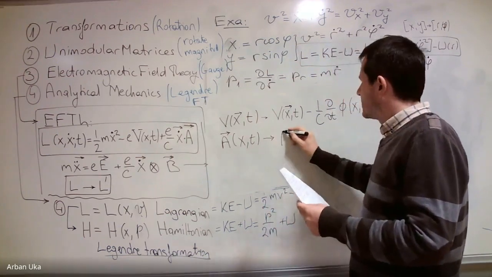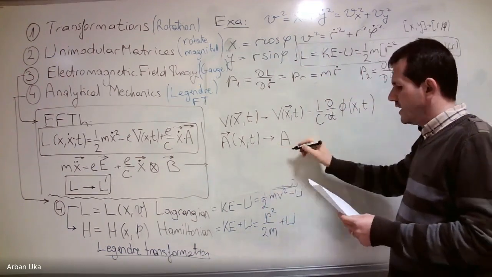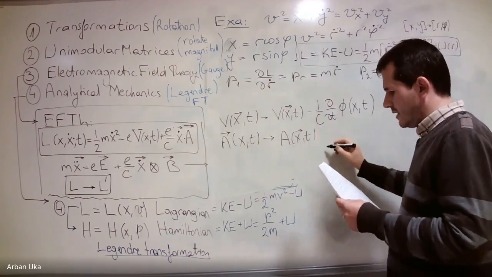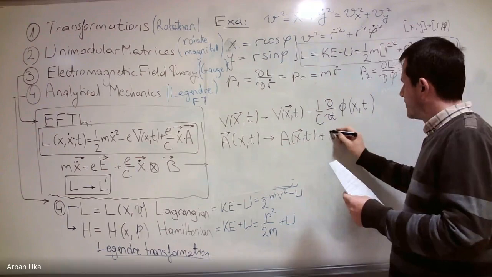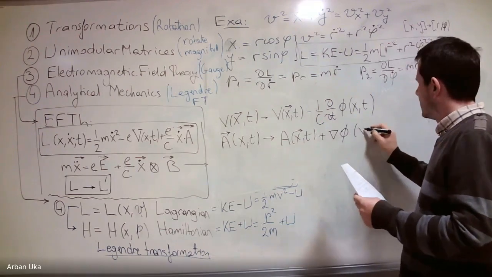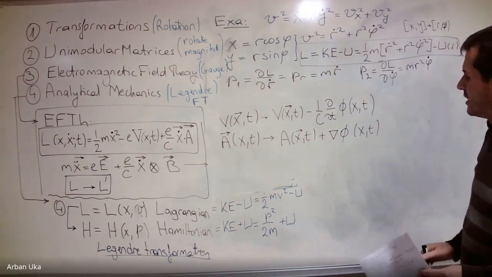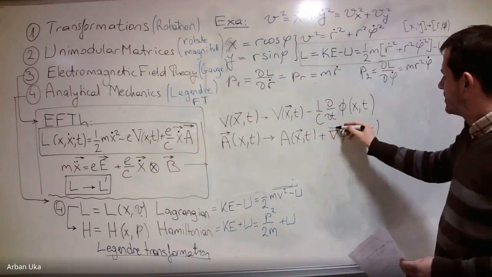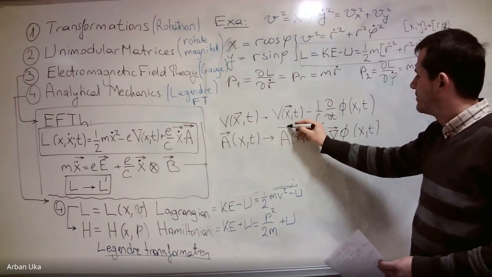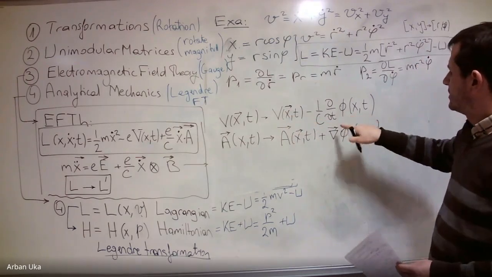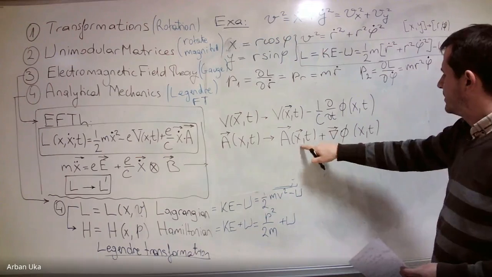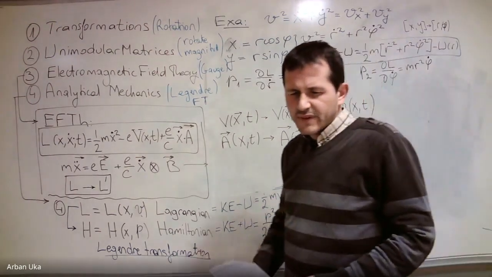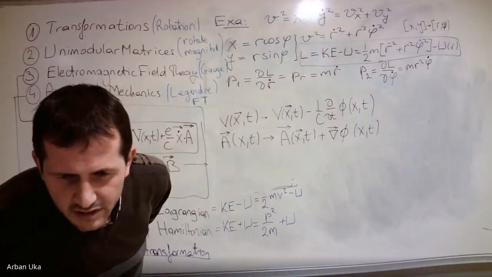The transformation that is done is from A, we get A, which depends on x and t, plus the gradient of some scalar function f of x and t. So now this is how these are modified. Here we have a gradient, which is a vector, because the gradient of a scalar turns out to be a vector. So this is how these are changed.